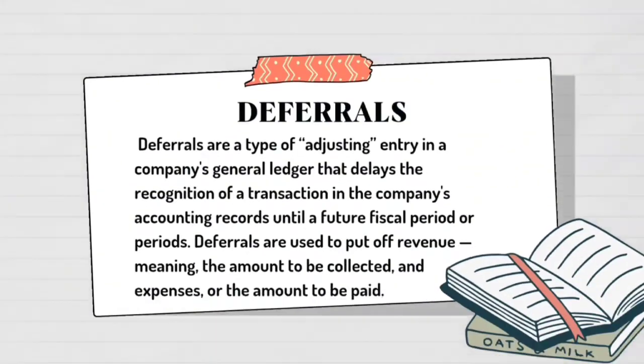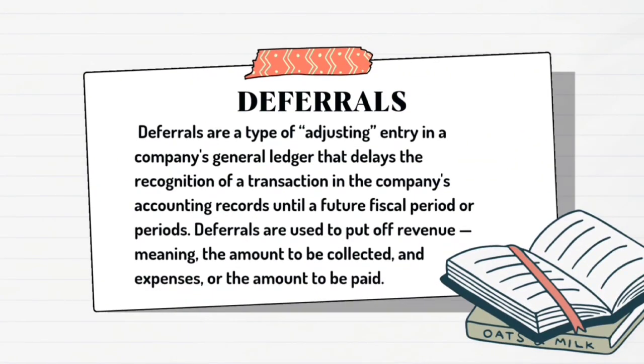The second type of adjusting entries is the deferrals. Deferrals are a type of adjusting entry in a company's general ledger that delays the recognition of a transaction in a company's accounting record until a future fiscal period or periods. Deferrals are used to put off revenue, meaning the amount to be collected, and expenses or amount to be paid.